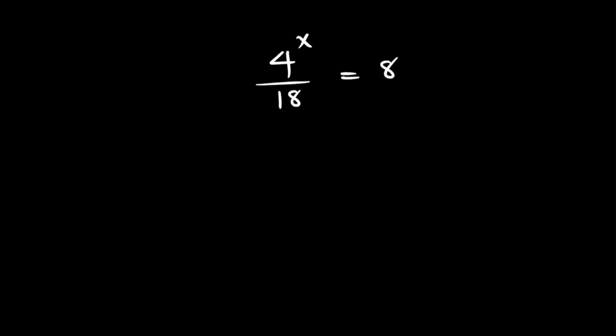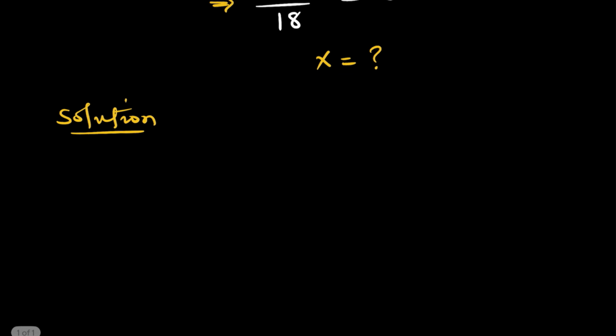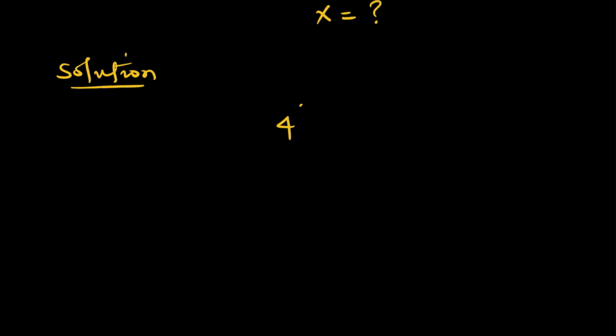In this video, we want to solve for x, given 4 raised to power x divided by 18 is equal to 8. The first thing I'm going to do here will be to cross multiply. So we have 4 raised to power x times 1 is equal to 18 times 8.